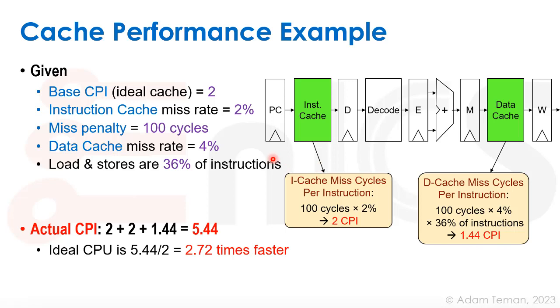So our total CPI is our base CPI, which is 2, plus the CPI from instruction cache misses, plus the CPI from data cache misses, and it turns out to be 5.44. That means we got a slowdown of 2.72x, which is really bad just because of cache misses.